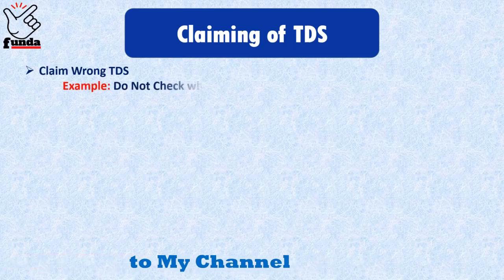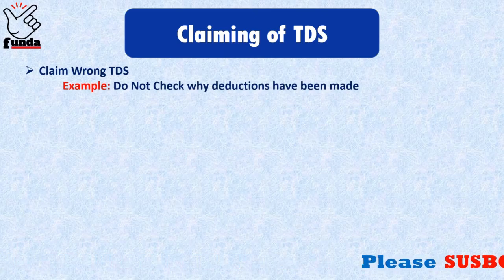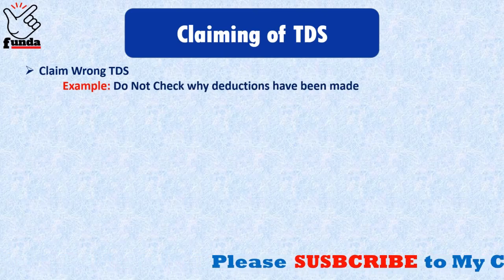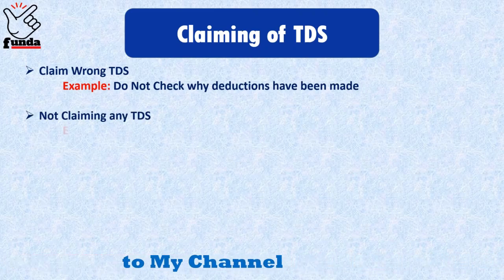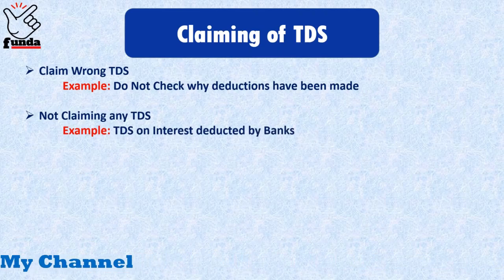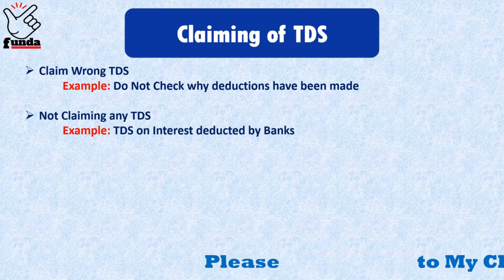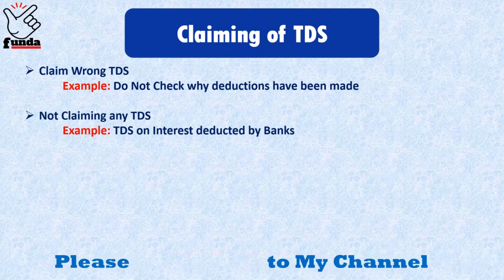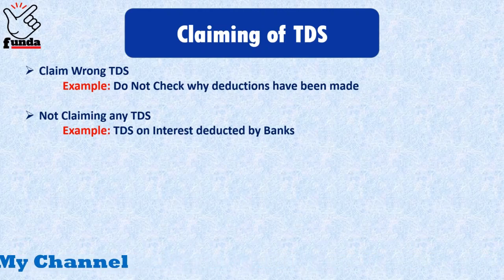For example, if any party has deducted any amount from the bill, the taxpayer assumes it to be TDS and claims it without verifying the Form 26AS. The next common mistake is not claiming any TDS. This usually happens when most salaried people who have deposited their money in fixed deposits do not take notice of the fact that the bank has deducted tax on the interest paid during the financial year. Hence, it is very important to check Form 26AS beforehand.